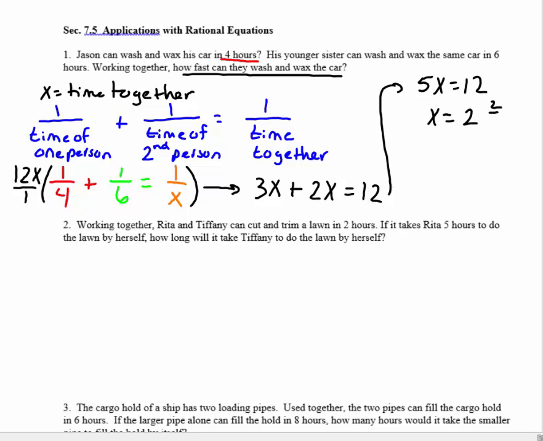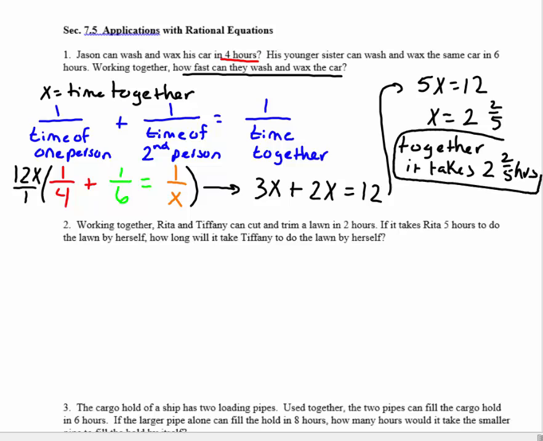I like to keep it as a fraction. If you want to change it into a decimal, you can. So what does that mean? Together, it's going to take them 2 and 2/5 hours to wash and wax the car. Which makes sense. It's less than 4, which is how fast Jason could do it alone. So it definitely needs to be smaller than that.